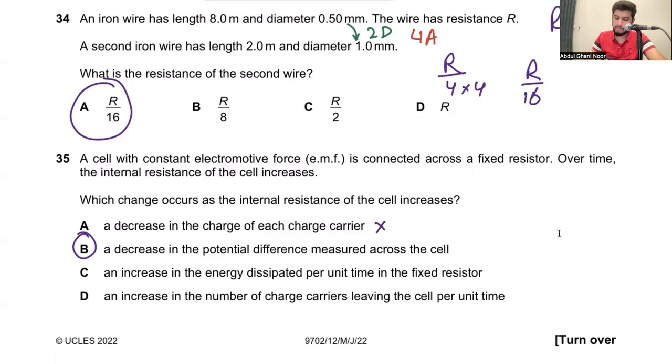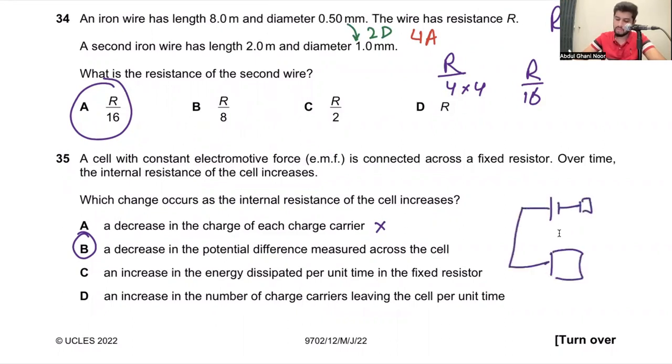D: An increase in the number of charge carriers leaving the cell per unit time. So the number of charge carriers leaving the cell per unit time, they're obviously relating that to current. जितने ज्यादा चार्ज कैरियर्स पर यूनिट टाइम होंगे उतना ज्यादा करंट होगा, लेकिन हमें पता है करंट क्या होगा, करंट कम हो जाएगा. सही.